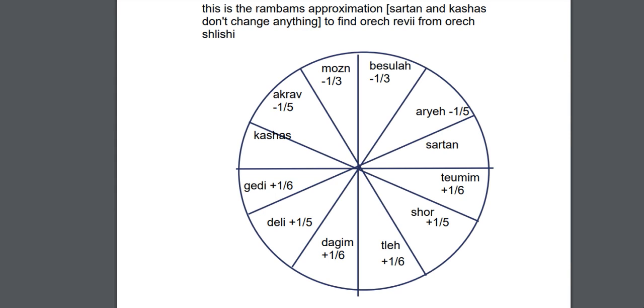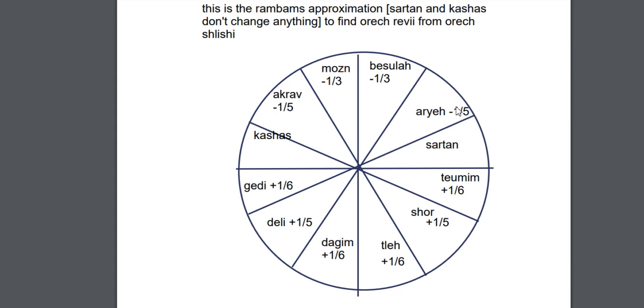And he goes, let's start from Teleh, 1/6. So let's say you have 15 degrees, you make 15 times 1.1666. A sixth of 15 is like 2 and something degrees. You add that. That's going to be the orech revii. If you're dealing in Shor, meaning the sun and the moon are in Shor, then we add a fifth, even more than a sixth. Sartan, nothing, no change.